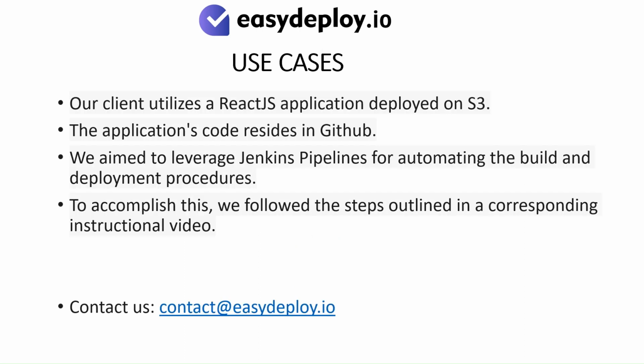Use cases. Our client utilizes a ReactJS application deployed on S3. The application's code resides in GitHub. We aim to leverage Jenkins pipelines for automating the build and deployment procedures. To accomplish this, we followed the steps outlined in a corresponding instructional video.